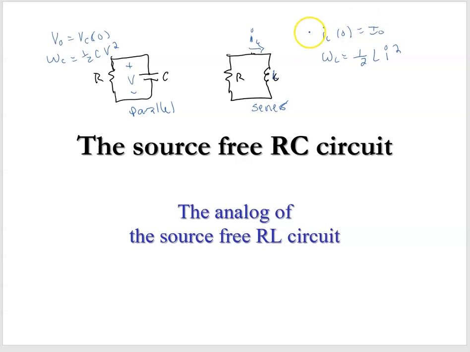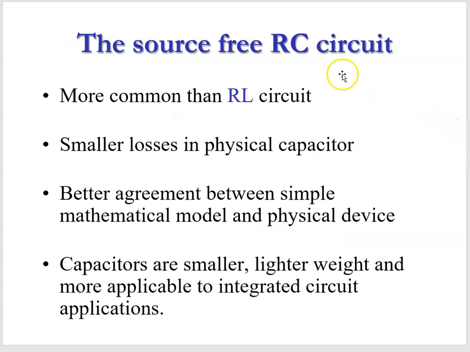So we'll look at it using our duality. Series is the dual of parallel, and inductor is the dual of a capacitor. Now the dual of a resistor is a conductance, but it's still a resistance. So the source-free RC circuit is actually much more common than an RL resistor inductor circuit.